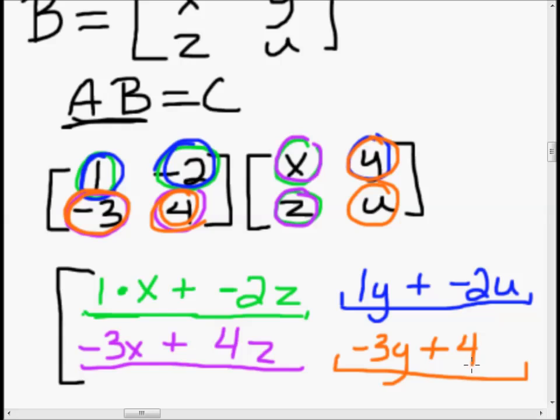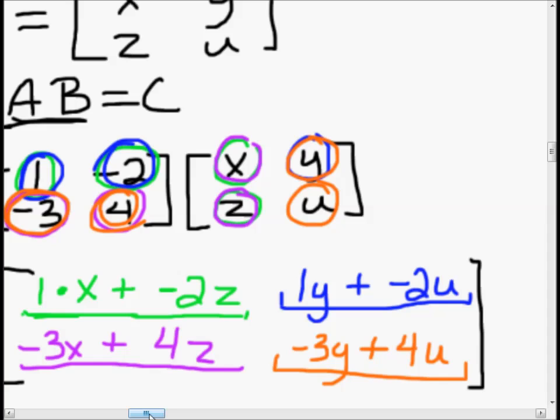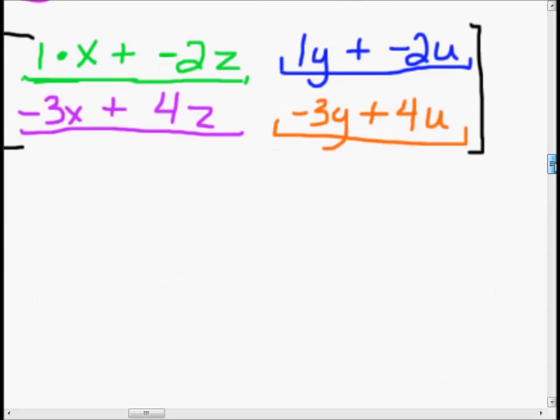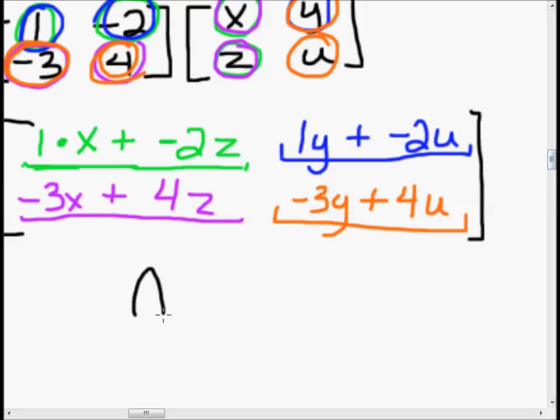So plus 4u. Okay, so you say, Anna, okay, so we made this crazy looking matrix, but how does it help us? Well, we got to remember that this is the result of multiplying the matrix A and B. And what does that equal?